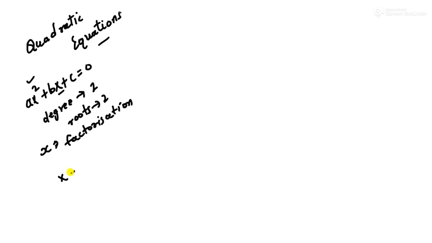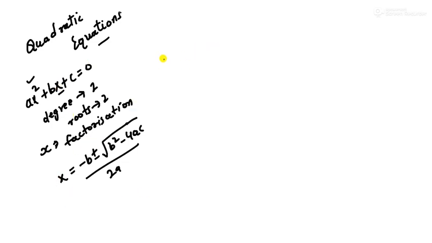So the formula method is, let me write it, it is minus b plus or minus root of b square minus 4ac divided by 2a. This is the formula method. By using this, you can find the roots of a given quadratic equation.